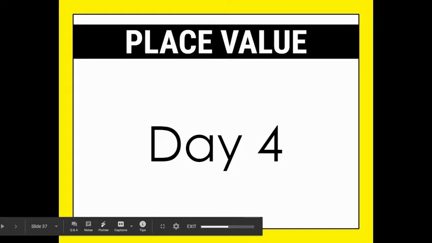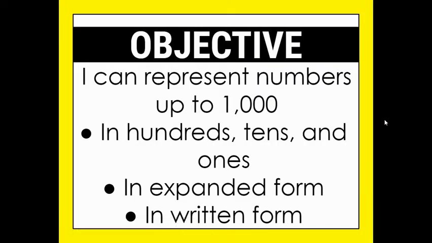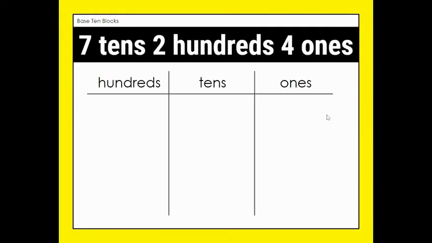Hi, second graders. Today we are going to start day 4 of our place value module. So today our objective is I can represent numbers up to 1,000 in hundreds, tens, and ones, in expanded form, and in written form. So today we're going to start with this number up at the top.